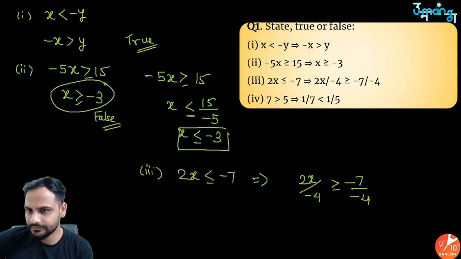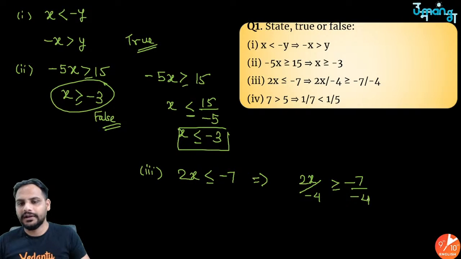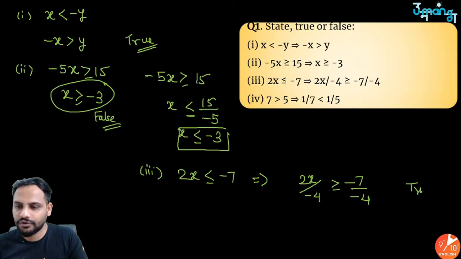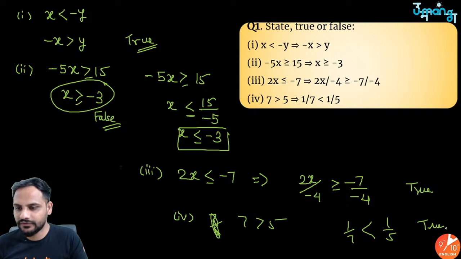It is true. Simple, see, if we are dividing by a negative number on both the sides, obviously that has to be true, right? We are dividing by a negative number on both the sides, the sign must change. True. Last one, we know it. 7 is greater than 5 written over here, so if we reciprocate on both the sides, the sign must reverse. So the last one is also true.